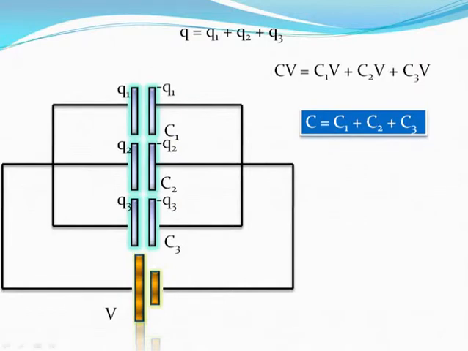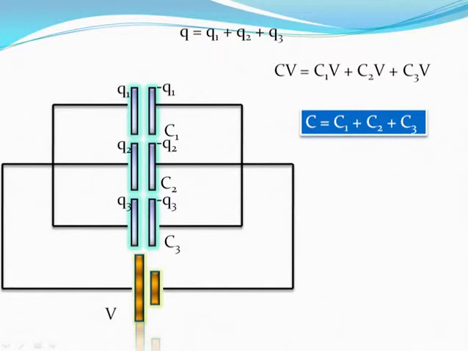So if I can repeat it to you, in case of a series circuit, 1 by C is 1 by C1 plus 1 by C2 plus 1 by C3. But in the case of a parallel connection of capacitors, C is equal to C1 plus C2 plus C3. That was about series and parallel connections.